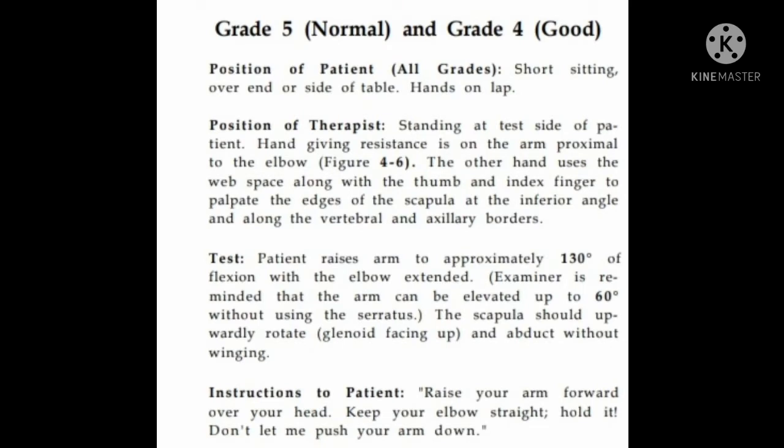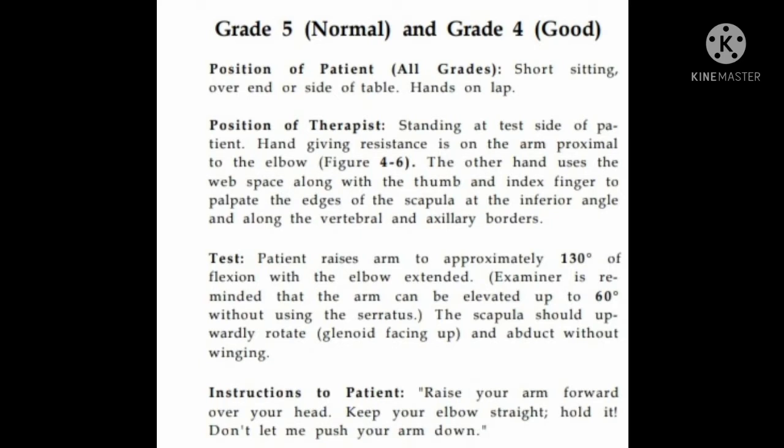For grade 4 and 5, patient position, short sitting over the end or the side of the table, hands on lap. Therapist position, standing at the side of the patient, hand giving resistance is on the arm proximal to the elbow. The other hand uses the web space along with the thumb and index finger to palpate the edge of the scapula at the inferior angle. Test. Patient raises arm to approximately 130 degree of flexion with the elbow extended. The scapula should upwardly rotate and abduct without winging.